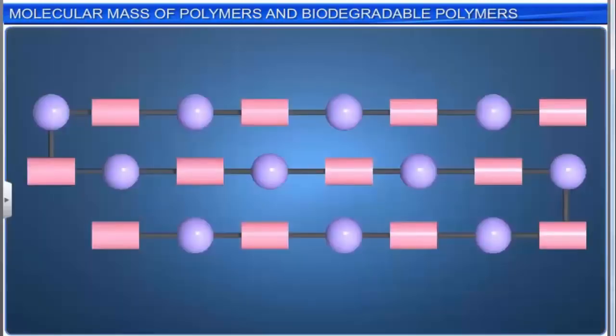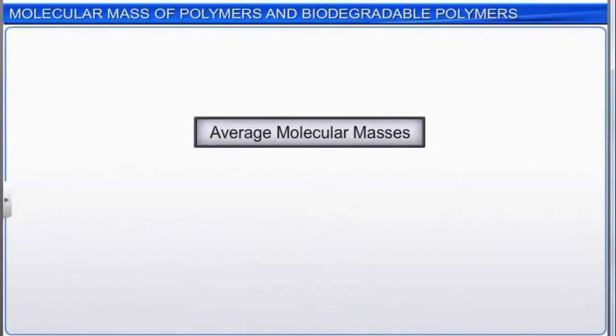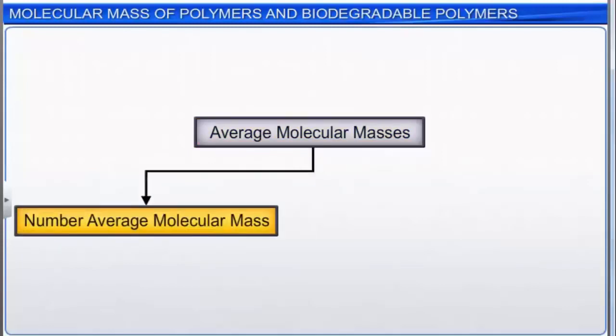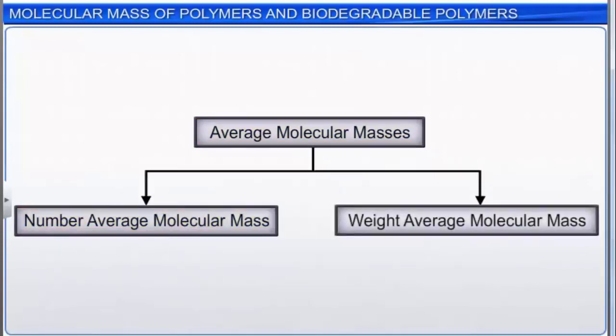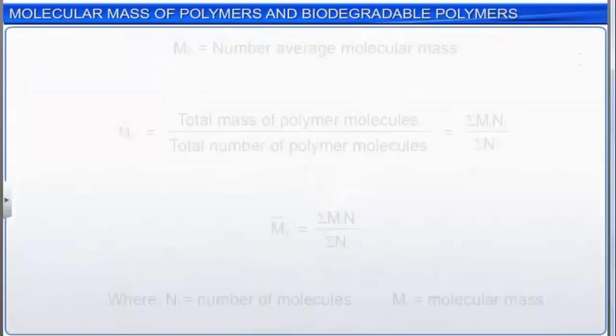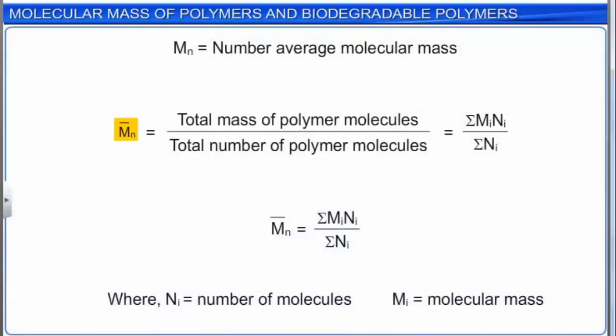So, when we discuss molecular masses of polymers, it's most appropriate to discuss average molecular masses. We can calculate the average molecular mass in two ways: number average molecular mass and weight average molecular mass. Number average molecular mass Mn is essentially an arithmetic mean. To calculate number average molecular mass, find the total mass of polymer molecules and divide it by the total number of polymer molecules.